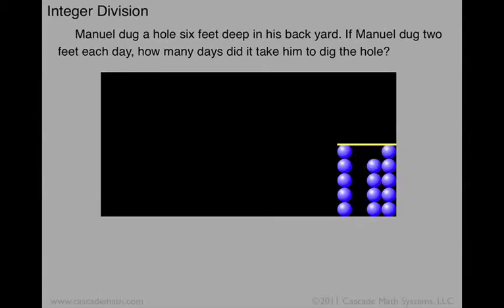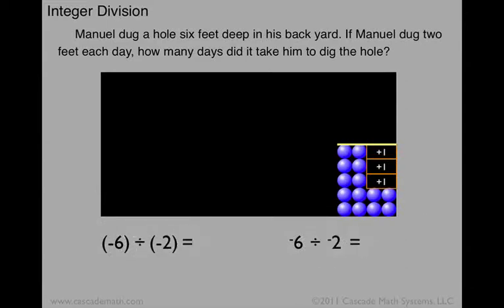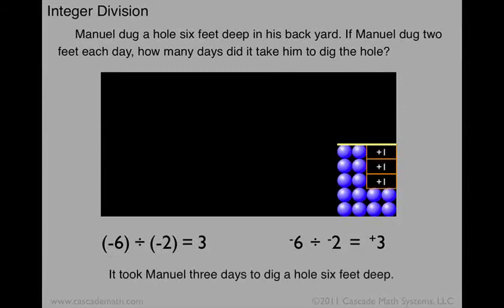Let's see how many groups of -2 we can make out of -6. 1 group of -2, 2 groups of -2, 3 groups of -2. -6 divided by -2 equals +3. It took Manuel 3 days to dig a hole 6 feet deep.